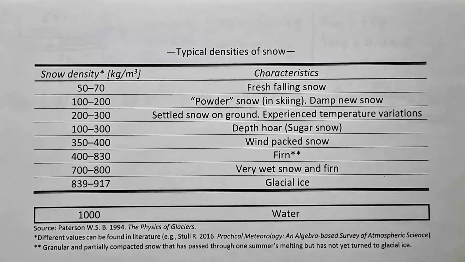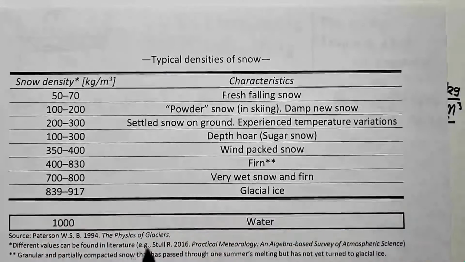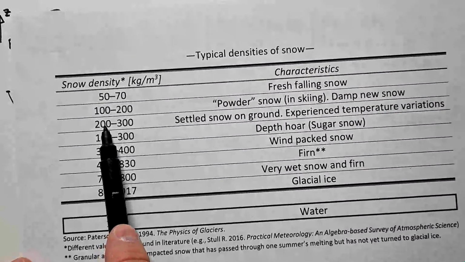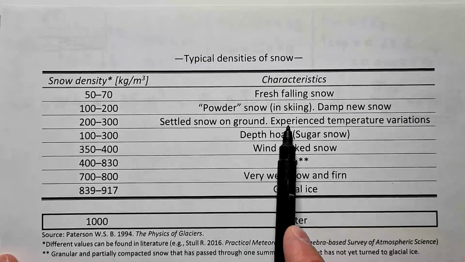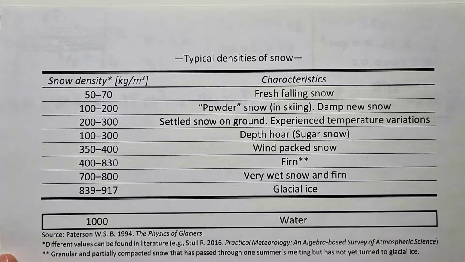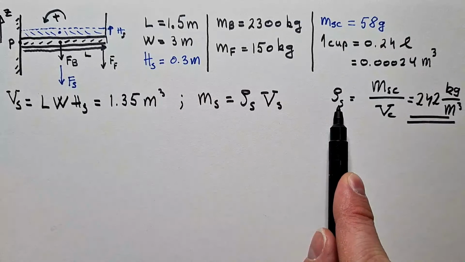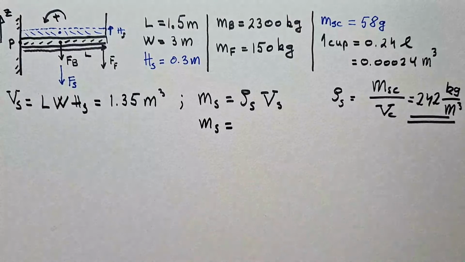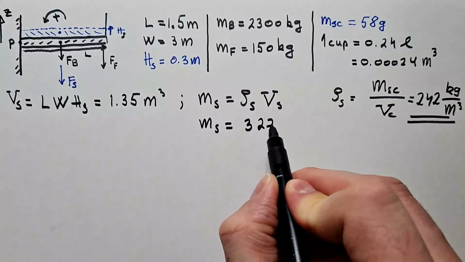This snow is more than half a day old, which is settled snow, and indeed we see that our value of 242 kilograms per cubic meter fits quite well between 200 and 300, which is settled snow on the ground that is characterized by some temperature variations. Now, when we have this density, we can go ahead and calculate that the mass of the snow on the balcony is this times the volume that we calculated, and that is 327 kilograms.